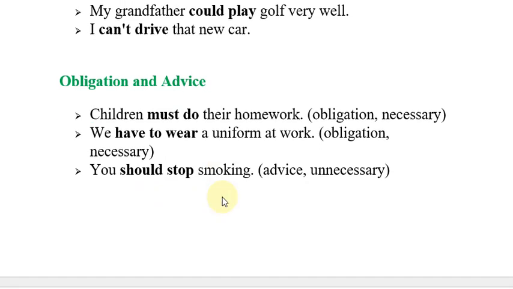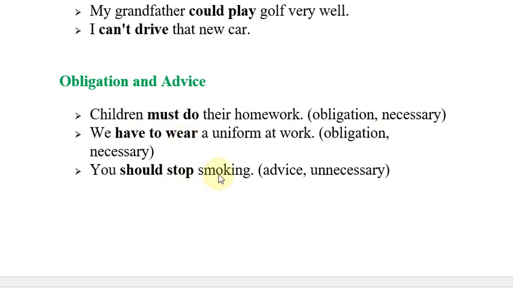The next section is obligation and advice. When you say obligation, it means something is necessary. Children must do their homework. Means it is necessary for children to do their homework. We have to wear a uniform at work. Means we must wear a uniform. It is necessary for us to wear a uniform.